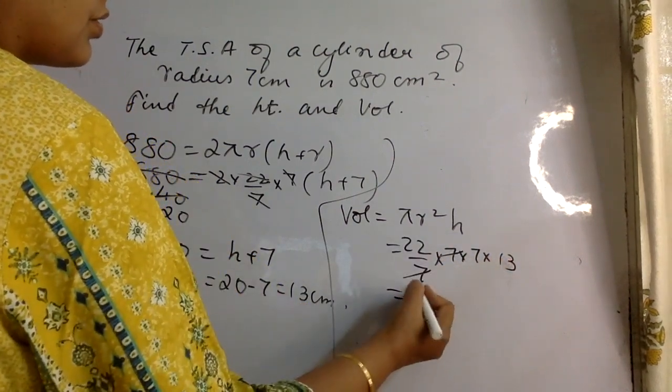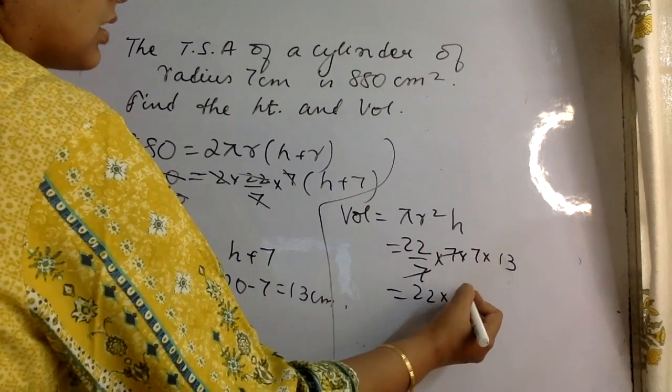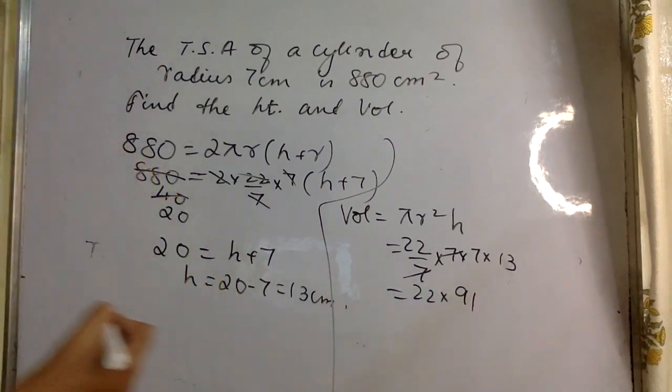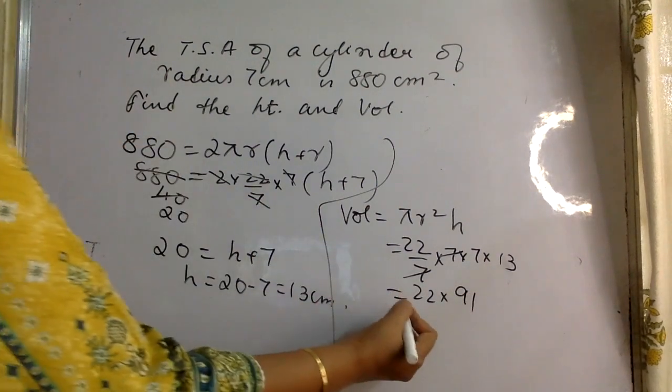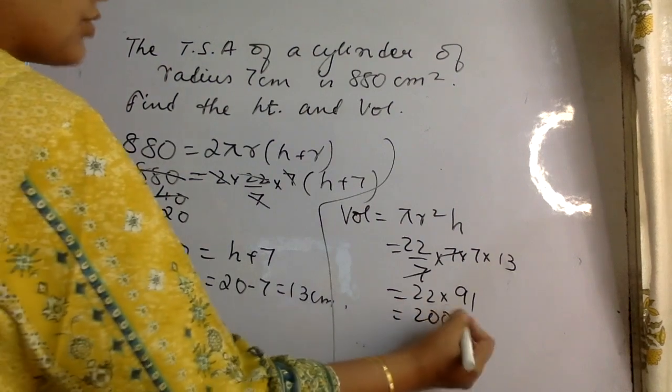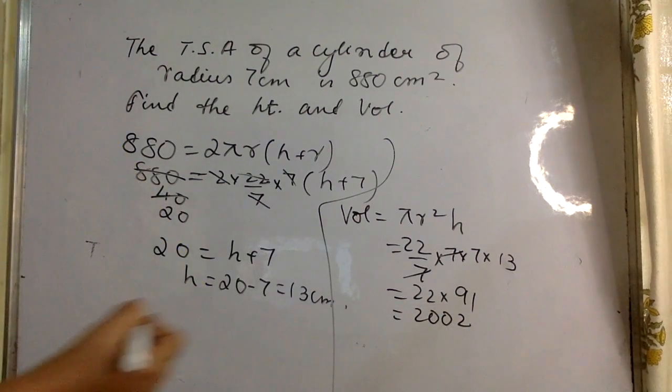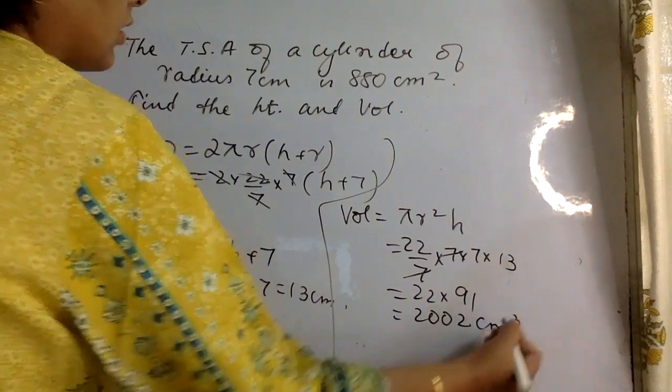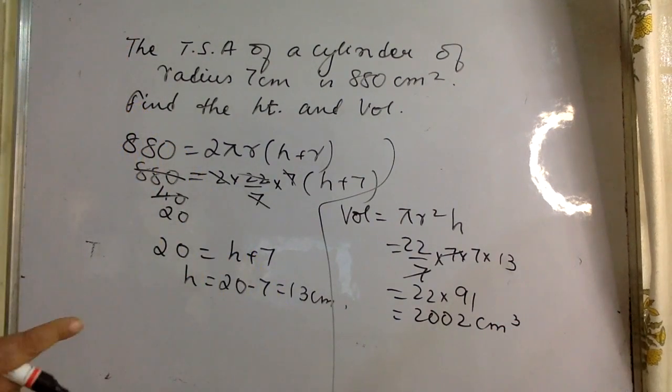Okay, so 22 into this is 91. That comes to 2002 centimeter cube. Okay, so now let's see what the next sum is.